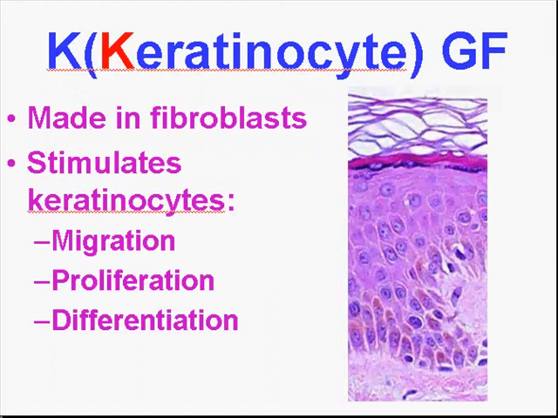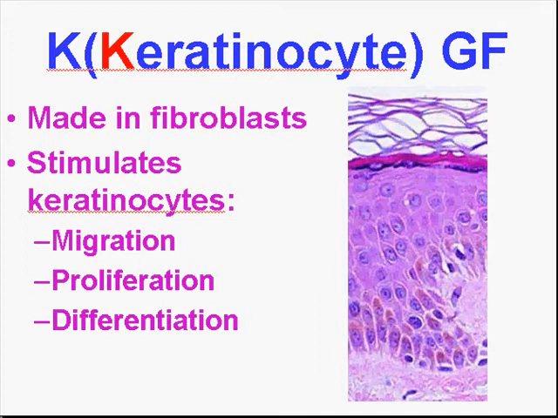Keratinocyte growth factor, no surprise. Another growth factor made by connective tissue cells, fibroblasts, and stimulates keratinocytes to migrate. So there's a locomotion factor there, isn't there? Proliferate and differentiate. So we constantly see these interrelationships between stromal or mesodermal derived cells and epithelial or ecto and endodermal derived cells. And it's pretty much what we knew from embryology. The stroma stimulates the epithelium and vice versa.